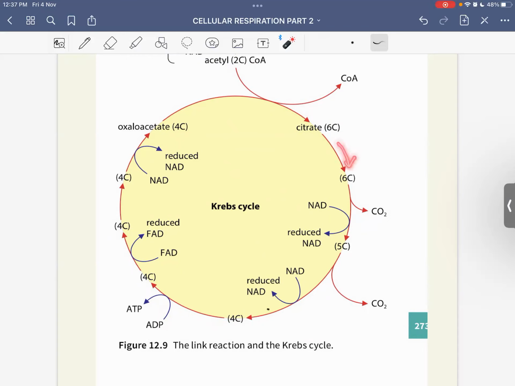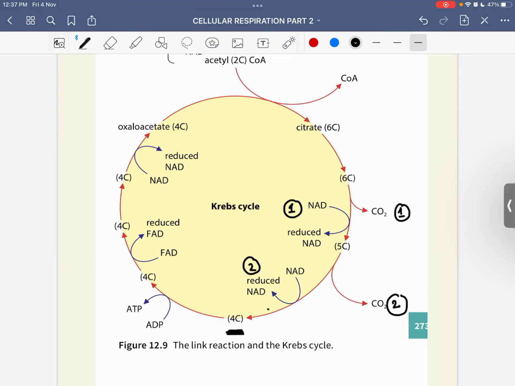ये 6 कार्बन है. अब अचानक से 6 कार्बन का क्या रिमूव हो रहा है? What is being removed? CO2. So it's decarboxylated. And it's also dehydrogenated, isn't it? Yes. Then it's decarboxylated again. Then it's dehydrogenated again. So decarboxylation number 1, decarboxylation number 2, dehydrogenation number 1, dehydrogenation number 3. अच्छा ये करते करते करते हम 4 कार्बन पे आ गए, right?